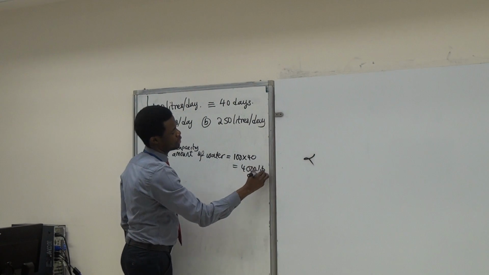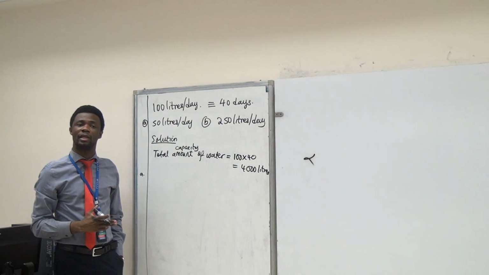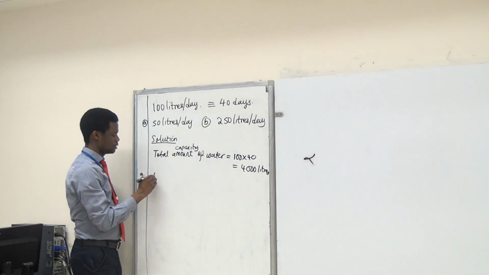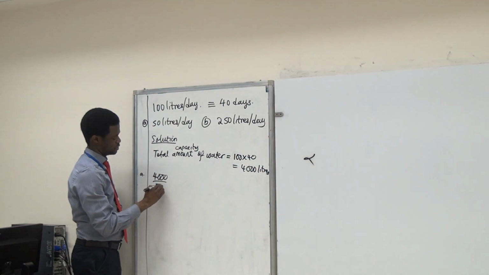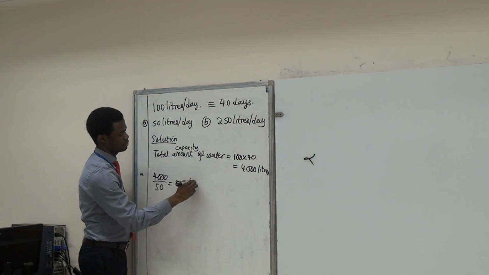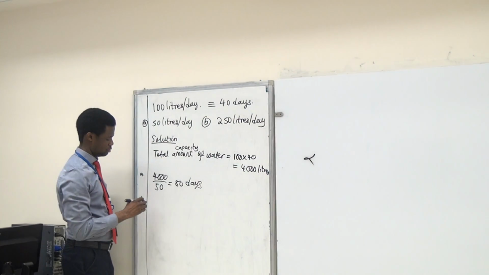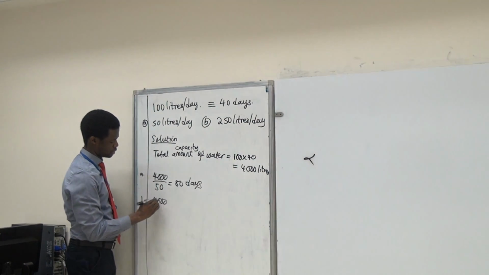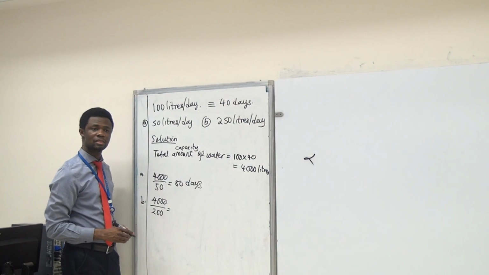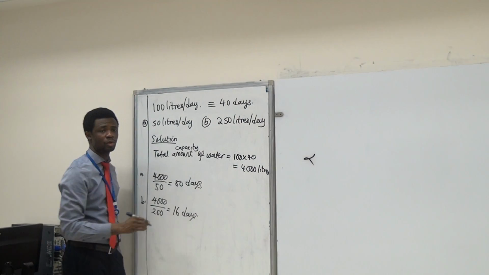So we have 4,000 liters. If we have 4,000 liters, and the rate is 50 liters per day, it's easy to find how many days. We just divide: 4,000 divided by 50 is 80 days. And if the rate is 250, you still do 4,000 divided by 250. How many days would this last? 16 days. So that's all about the problem.